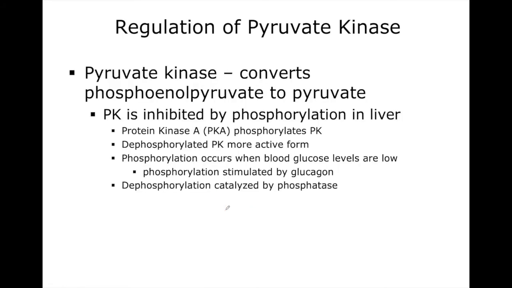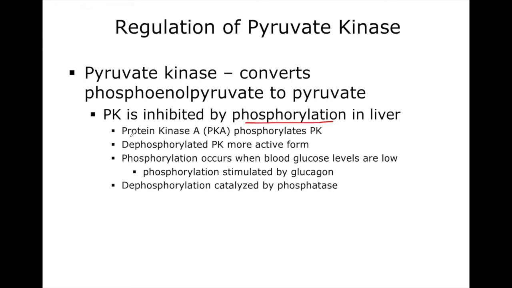A little bit more about pyruvate kinase. Pyruvate kinase, kind of like phosphofructokinase 1, needs to have its activity controlled not just by intracellular conditions, but also by what's going on outside of the cell. For example, blood glucose levels. So therefore, pyruvate kinase is inhibited by phosphorylation in the liver. So pyruvate kinase typically found in the liver is inhibited by phosphorylation.